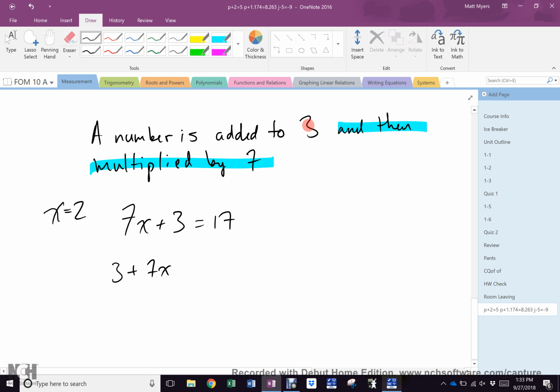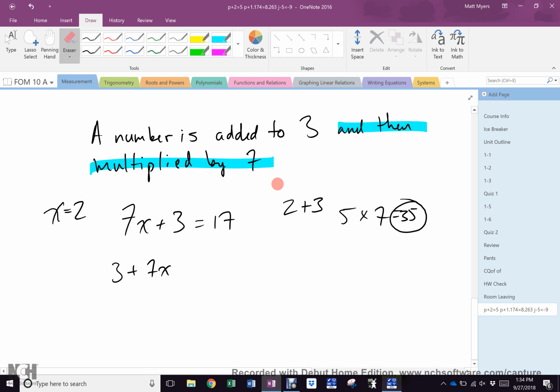Now the number is still 2. A number is added to 3, right? So the first thing I do is add the number to 3. 2 plus 3 is what? 5. And then multiplied by 7, 35. Are they the same?